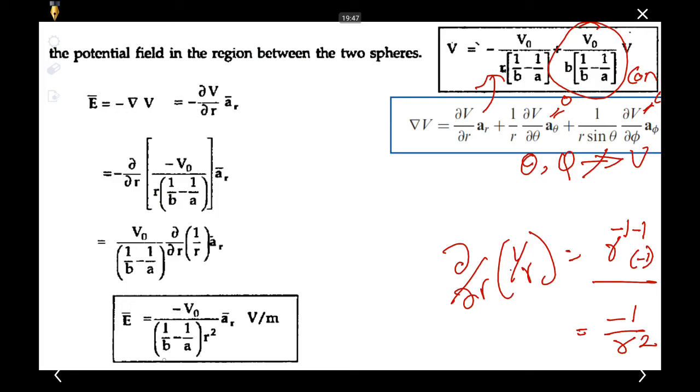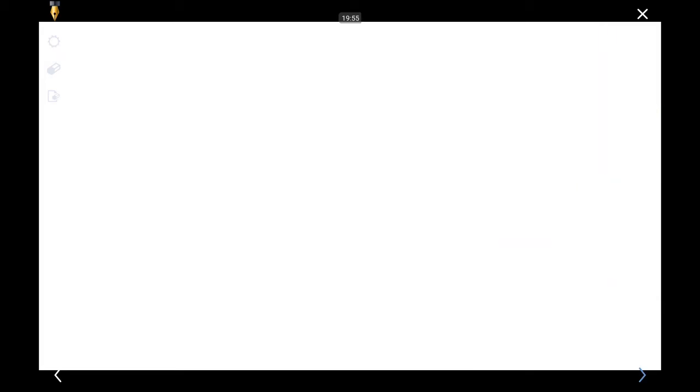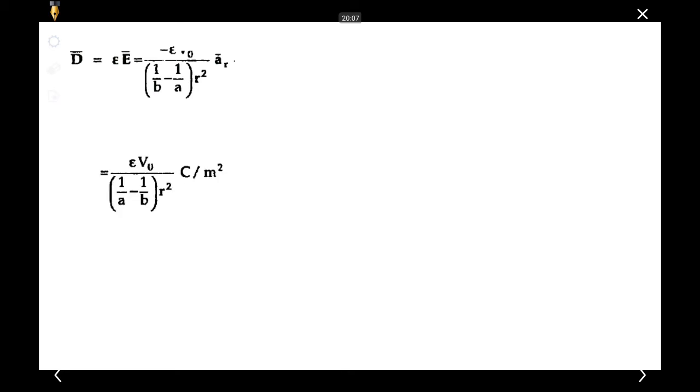So E will be equal to minus V naught by (1 by B minus 1 by A) R square into AR vector, since it is only in the radial direction. So the next step will be to find the value of D. What is the relation between D and E? D is equal to epsilon into E. So substitute epsilon into E, and you will get the value of D. So this is a very simple step. Only we will get it along with the E and epsilon.